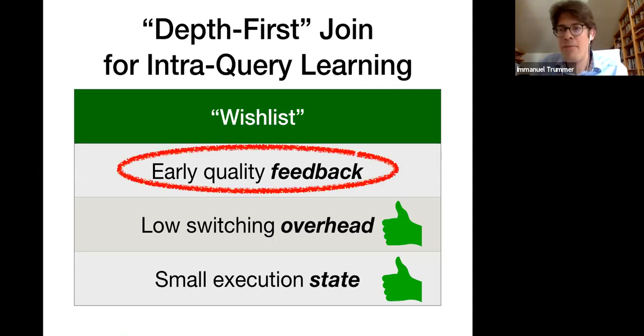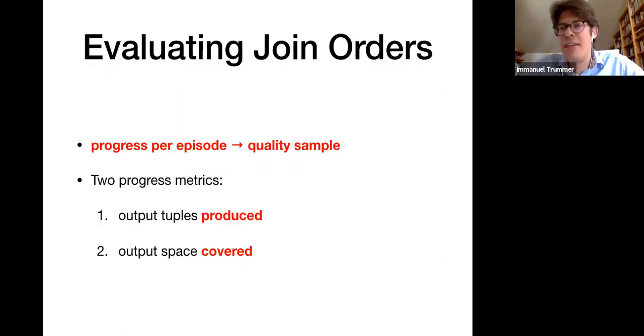Now, the final point is a little bit more involved. I want to converge to the optimal join order. So I need something like an unbiased quality estimate after executing a join order just for a few steps. The basic idea here is to measure the query evaluation progress per join order and use this as a sample for the quality of a join order. Because the join order which has on average the highest evaluation progress per time unit is also the best join order. Now, the question here is, how do we define query evaluation progress?